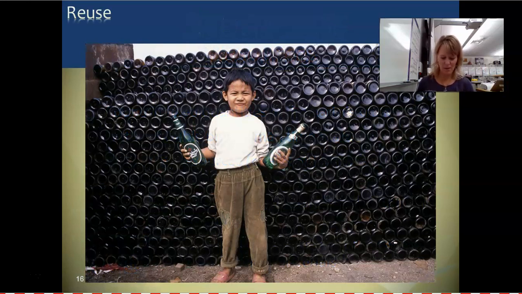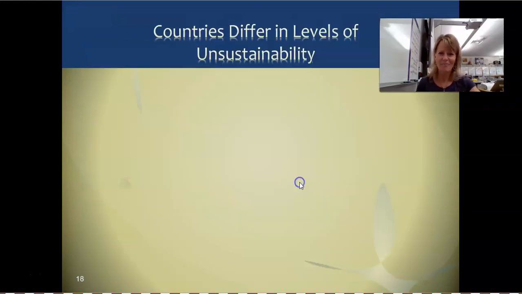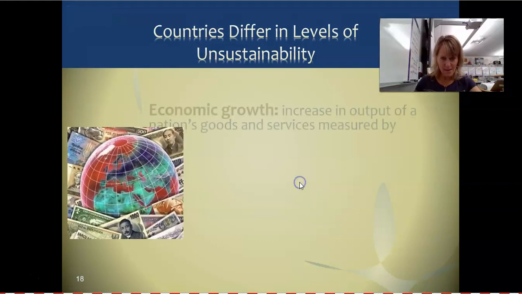And just recycling, cute little kid from Kathmandu, Nepal. He collects and sells beer bottles. Growing up, that's how, not beer bottles, but I made a lot of money recycling aluminum cans, and you can still do that. Okay, next concept.